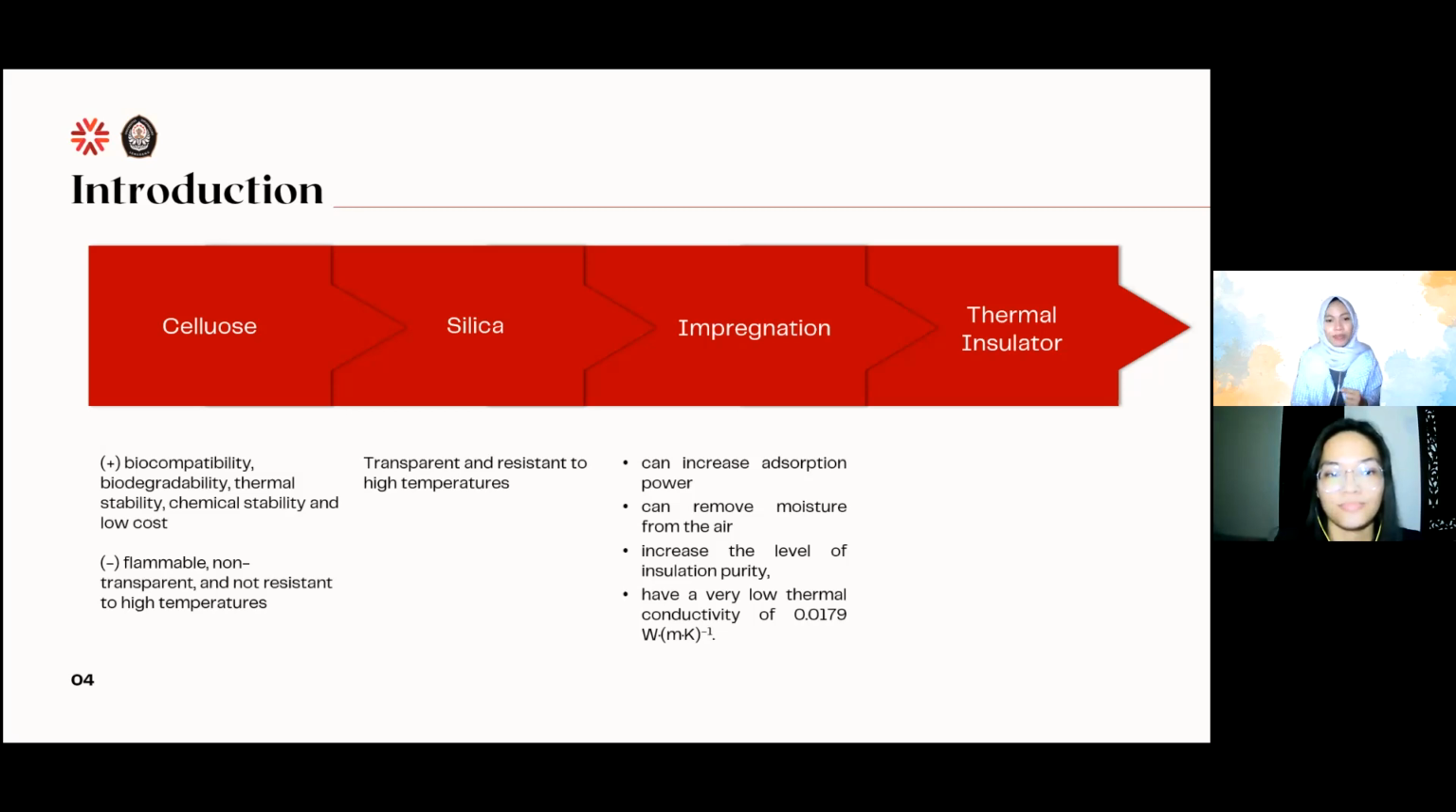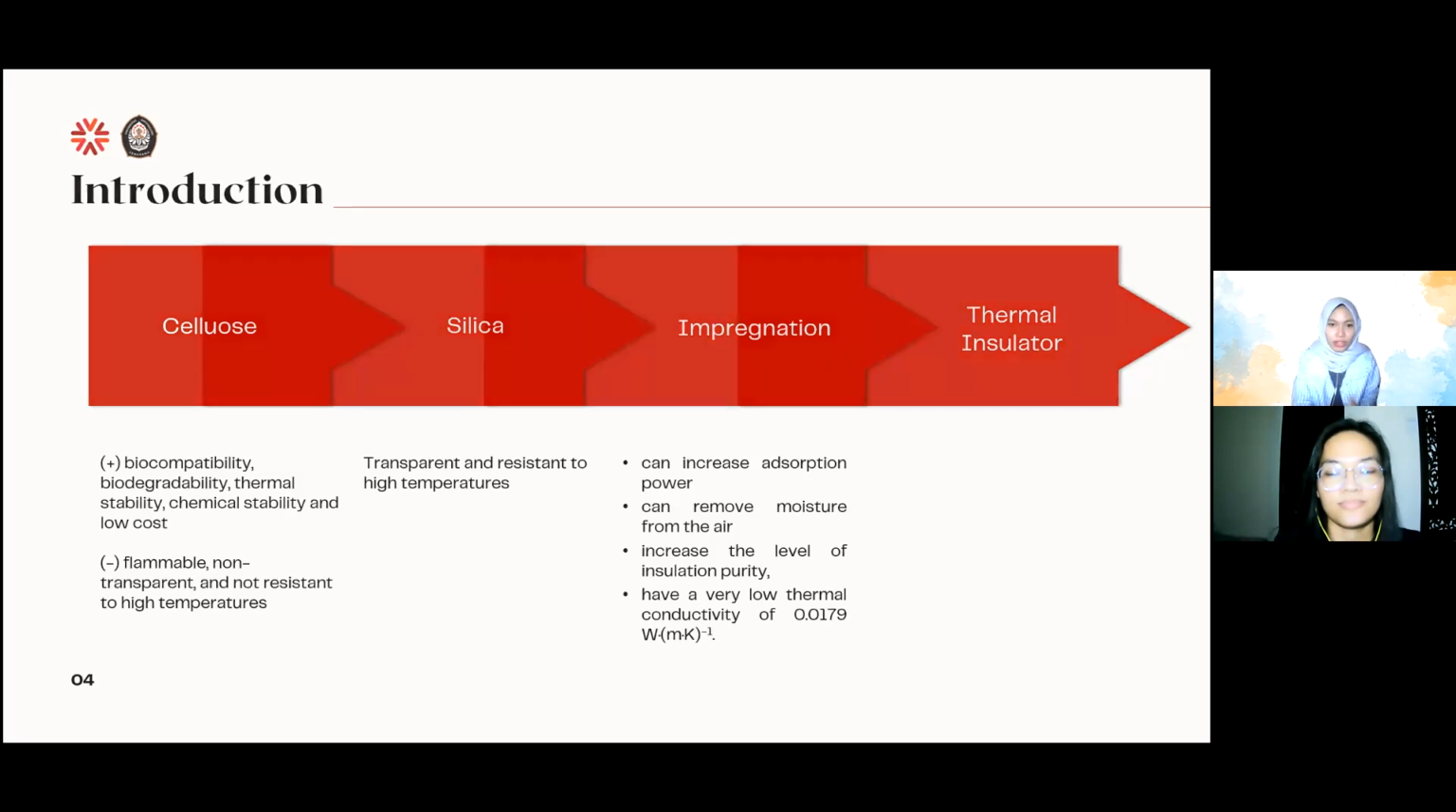Another material that can be used to produce thermal insulator is silica. Silica has superior transparency and it is resistant to high temperature. This paper recommends the method of impregnation of silica into cellulose to produce the best thermal insulator.